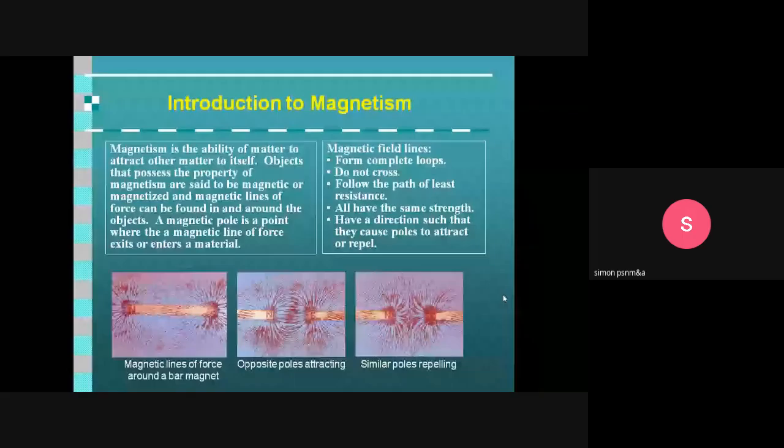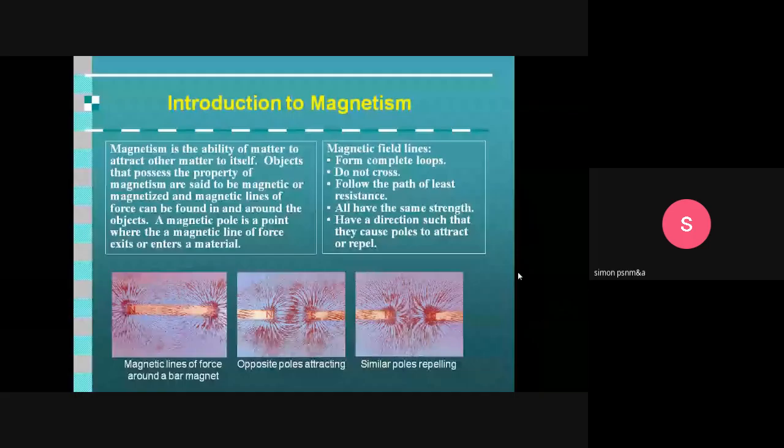Okay. So next one is magnetic field lines. What are the magnetic field lines? Magnetic field lines are found in materials which are magnetized. Magnetic field lines form complete loops. Magnetic fields do not cross and follow the path of least resistance. Magnetic field lines all have the same strength, and have a direction such that they cause poles to attract or repel.